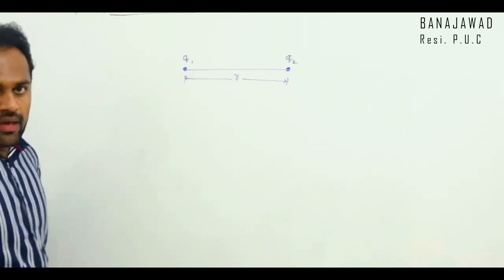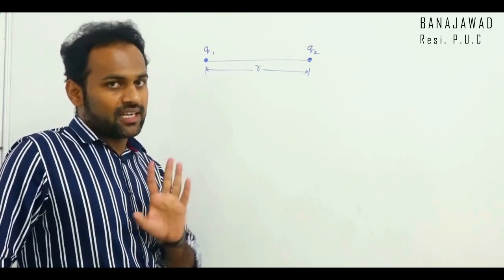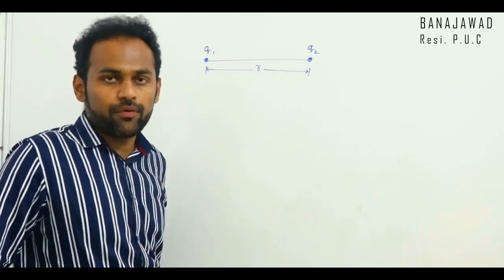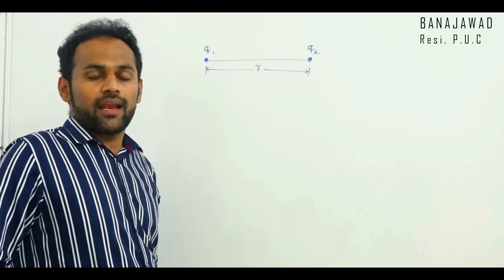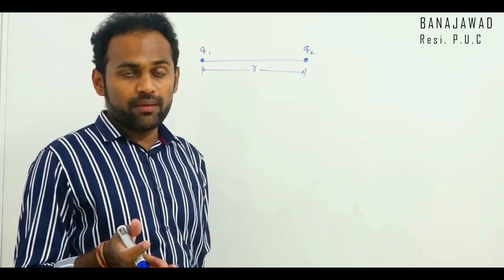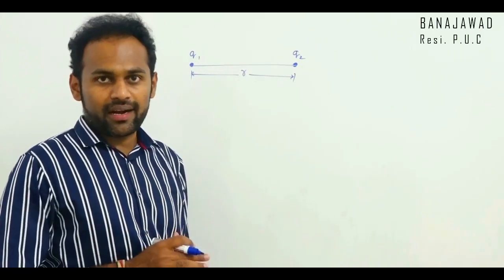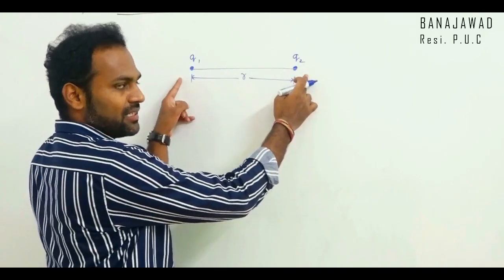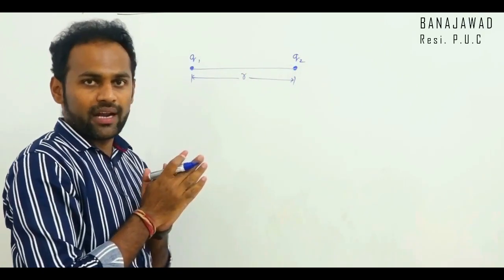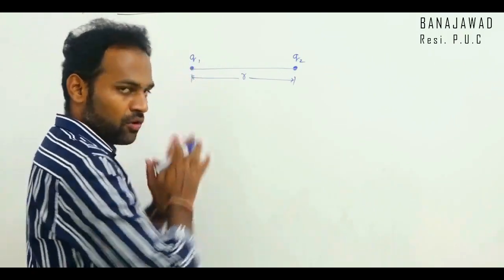If these two charges are like charges, meaning either both are positive or both are negative, then there will be a force of repulsion between them, because we know by the basic properties of electric charges that like charges repel and unlike charges attract. So if both are like charges, there will be a force of repulsion. If both are unlike charges, there will be a force of attraction. Both the force of attraction and the force of repulsion are given by Coulomb's law only.